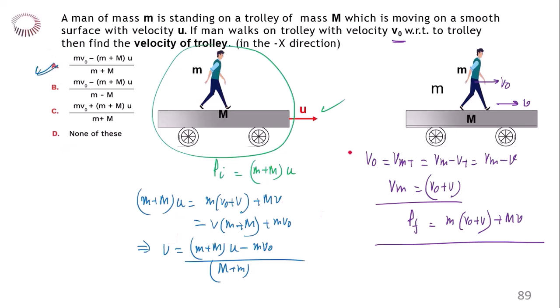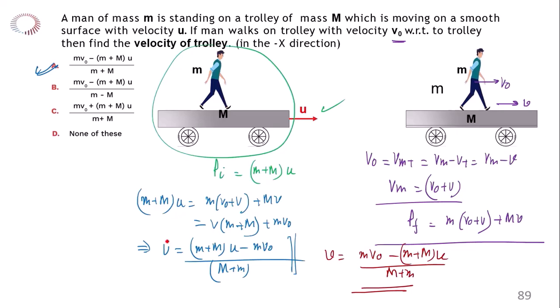Why? Because, after moving the man, I can say that if v is negative, then only answer one will be correct. So that means, according to the given value, the trolley is moving in the opposite direction, towards the left. Once you put the negative sign, the answer will be v equals (M into v naught minus (small m plus capital M) into u) divided by (M plus m). That will be your answer. So it depends on the numerical value that is given.